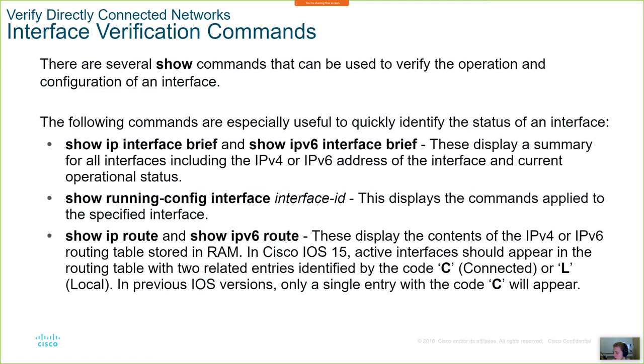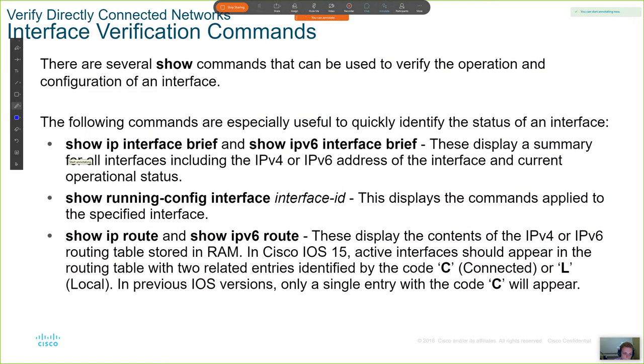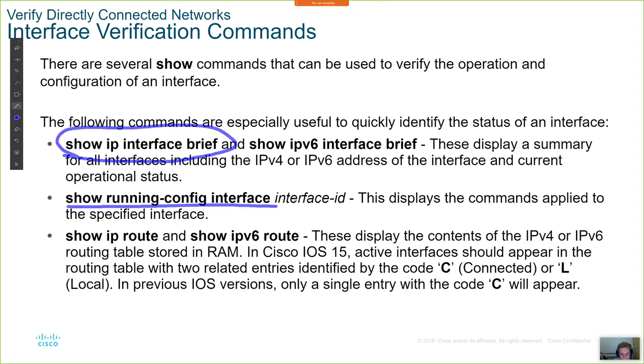So we're going to go through a bunch of show commands really quickly here. Show IP interface brief, one of my favorites. Show running-config interface, and then we can have our interface ID, so like G0/0 or something like that.